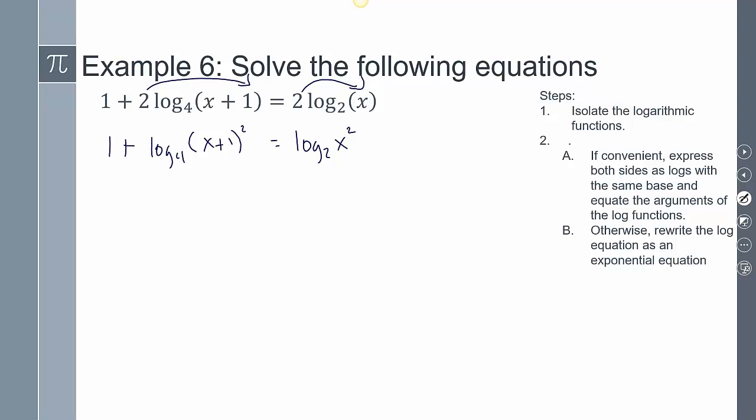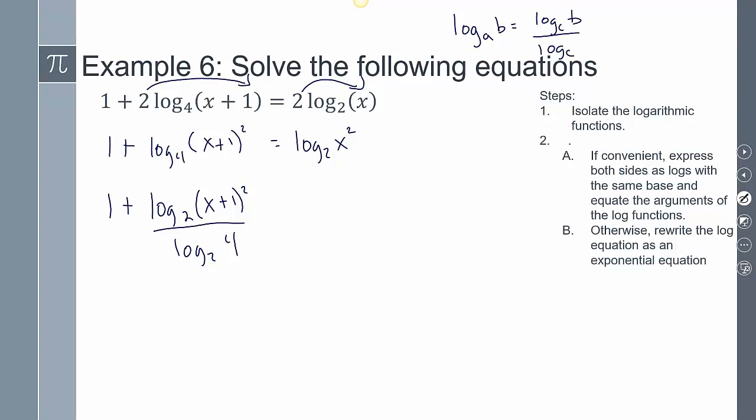Now I need to change this into base 2. So I get 1 plus log base 2 of (x plus 1) squared over log base 2 of 4. Now remember, when we use the change of base formula, I'll just write it out for you guys: log base a of b equals log base c of b over log base c of a, where I choose whatever base I want to turn it into. I wanted c to be base 2, so there was my b and there was my a.